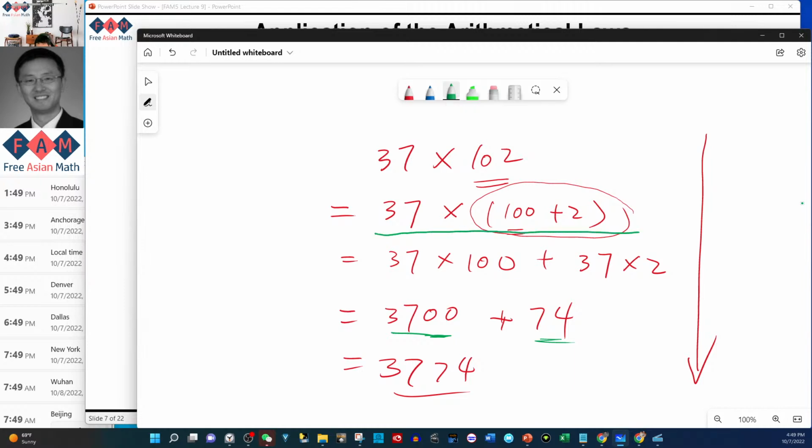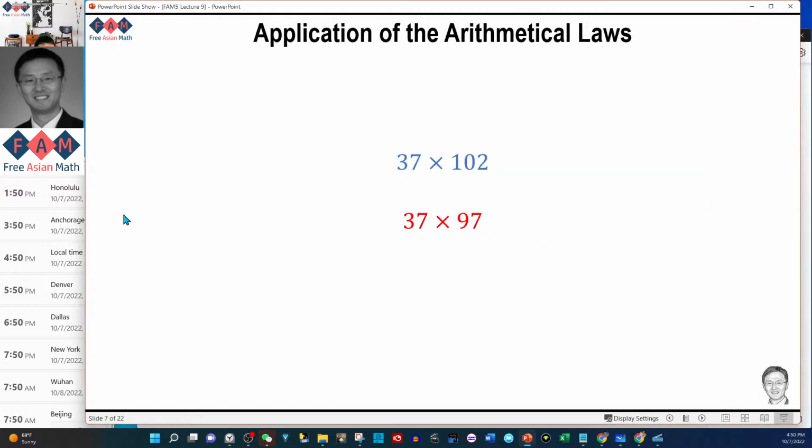So it becomes the sum of two numbers. Now we use the distribution over the addition to perform this multiplication. And therefore we get this, and each of those two are fairly easy to compute, and the final result is just that. Okay. How about the one in red?